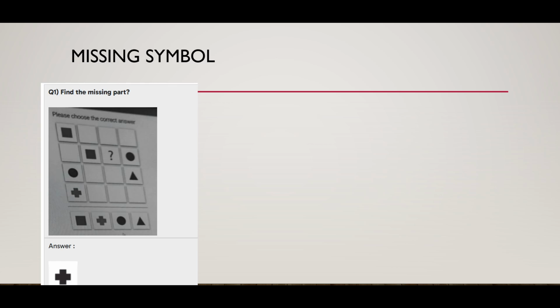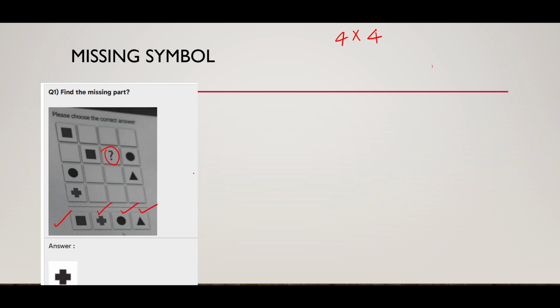Let's solve the first question. This is a previous year question. If you can see here, this is the Sudoku chart, and here is the question mark which we need to fill. We need to find which symbol we can fill here. This is a 4 cross 4 Sudoku. Let's fill it and find out what symbol we can fill. Four options are given here: one is square, one is plus, one is circle, and one is triangle.